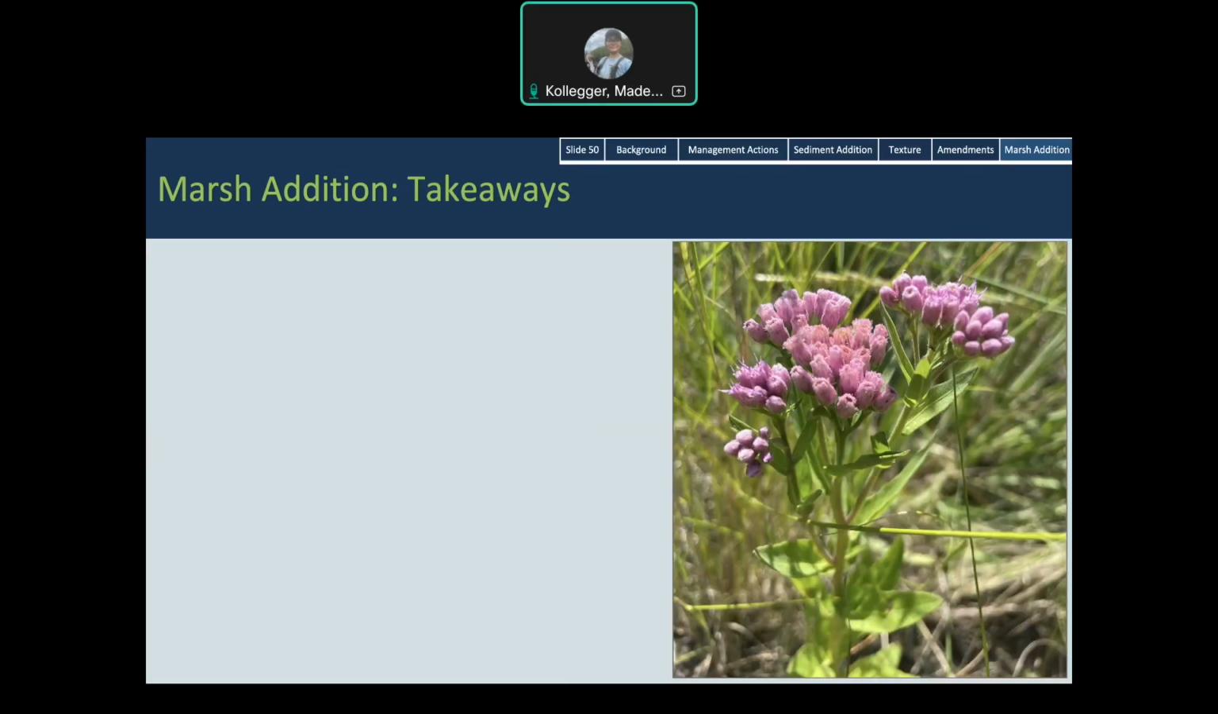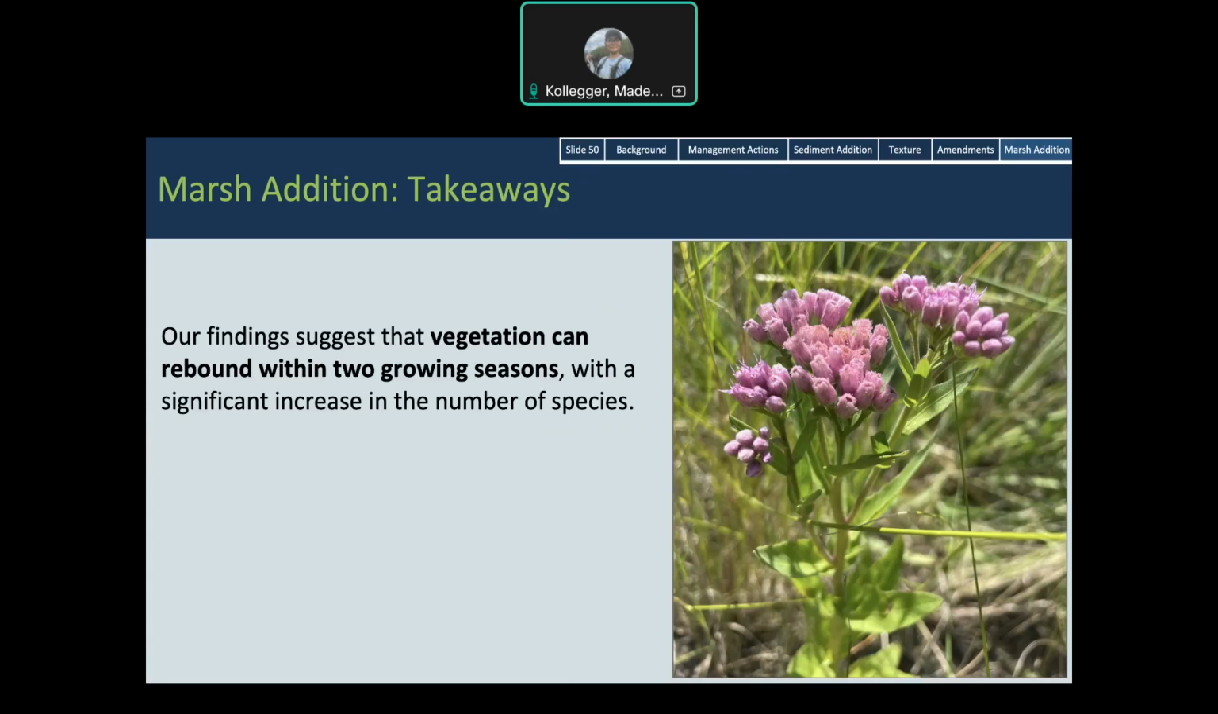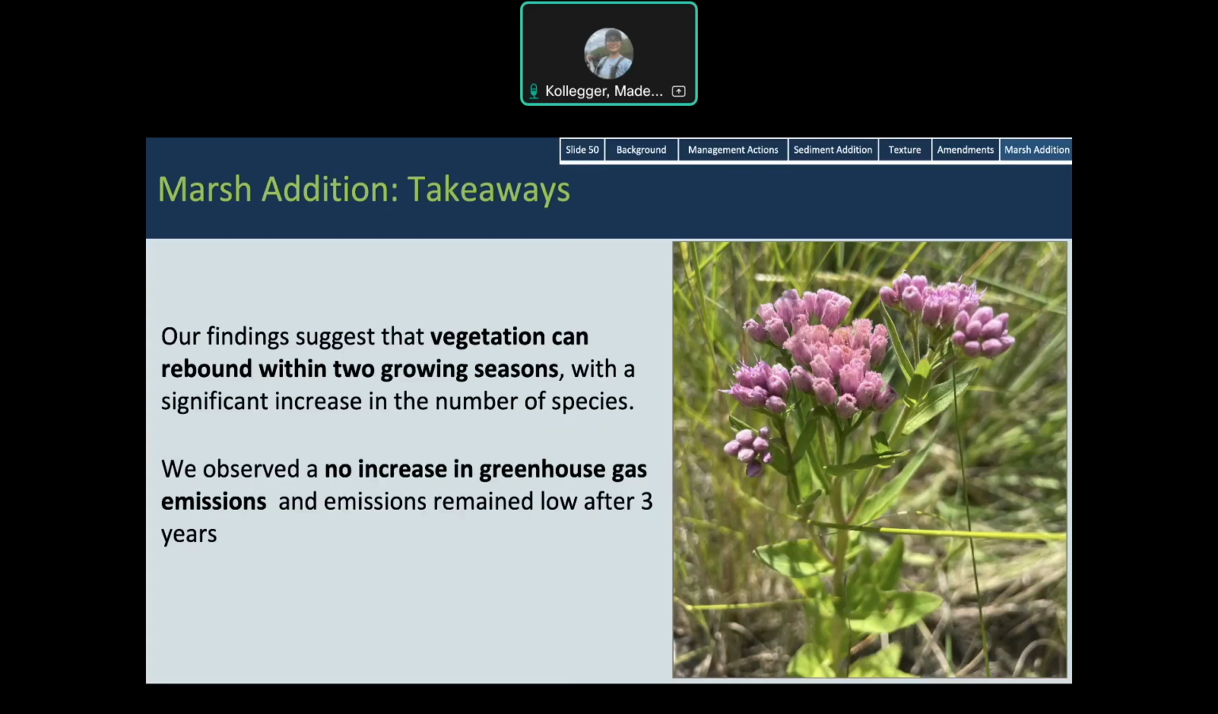And that leaves us with our big takeaways of this chapter. Our findings suggest that vegetation can rebound within 2 growing seasons with a significant increase in the number of species. And we also observed no increase in greenhouse gas emissions, and emissions remained low after 3 years, which is important when we consider greenhouse gases and climate change.